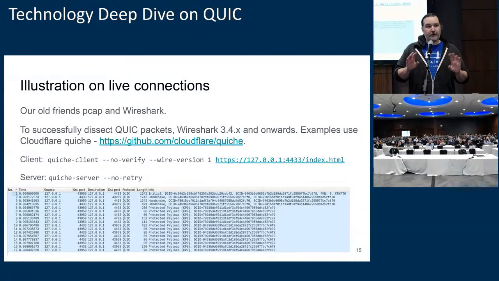So let's look at an illustration for live connections. We just looked at some pre-canned examples. You can use your old friends, PCAP and Wireshark, to look at this. To successfully dissect QUIC packets, you're going to need a version of Wireshark 3.4 and upwards. The examples here for the remainder of this session are just created using Cloudflare keys. I work for Cloudflare, it's the client and server I'm most familiar with.